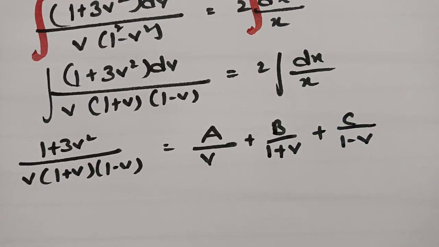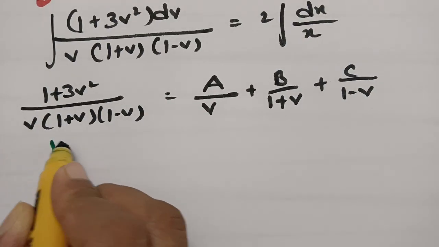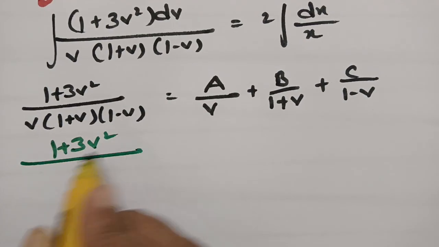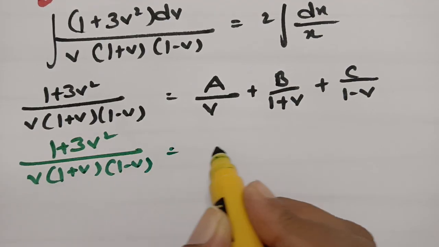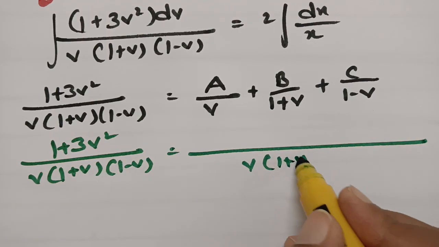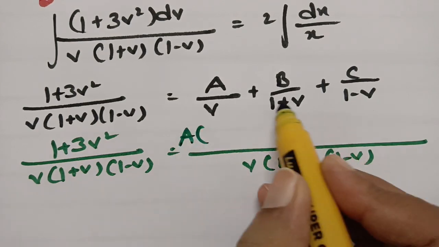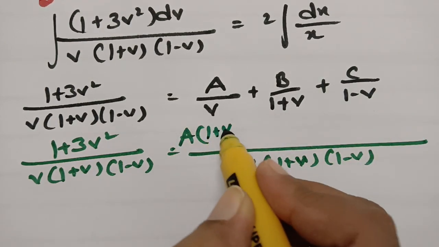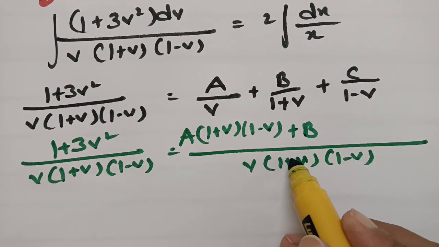And therefore if I solve this, this will become 1 plus 3v square. So this is 1 plus 3v square over v into (1 plus v) into (1 minus v). If I take the LCM, that is v into (1 plus v) into (1 minus v). So this will be a times of this one, that is (1 plus v) into (1 minus v), plus b into, so there is 1 plus v here.